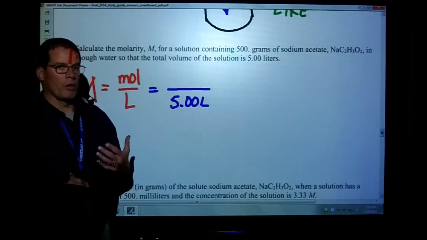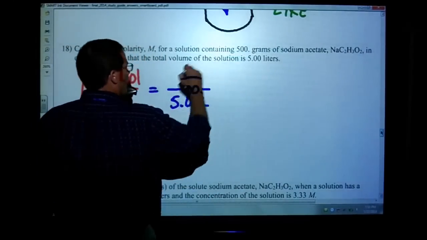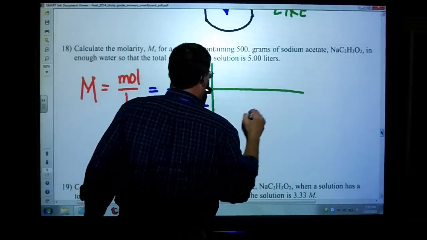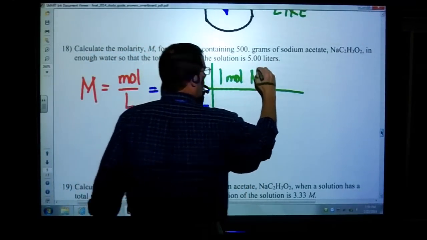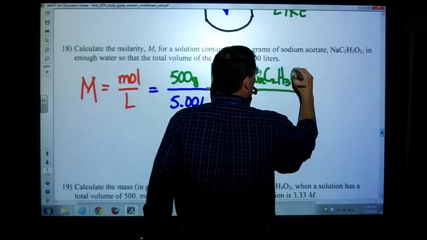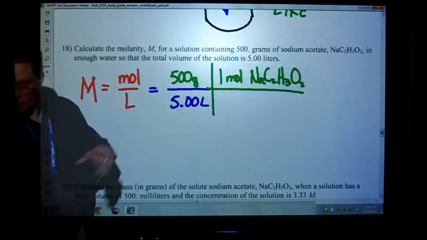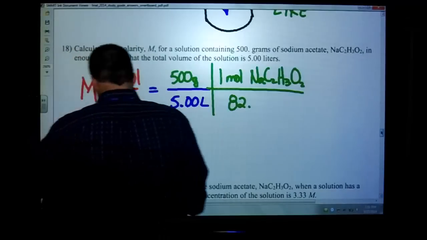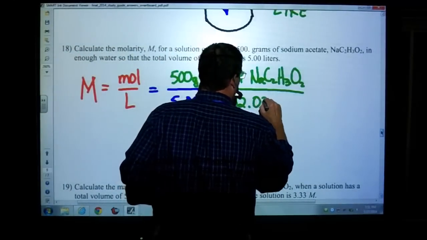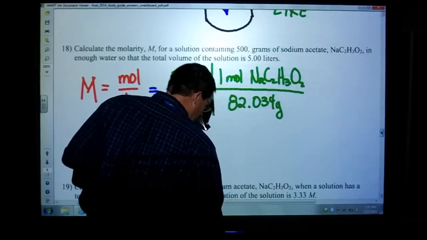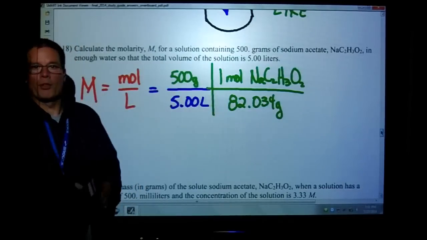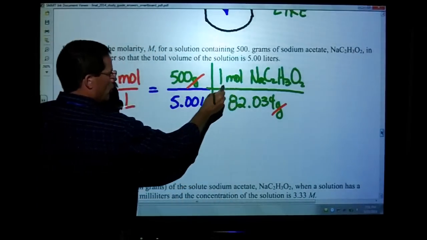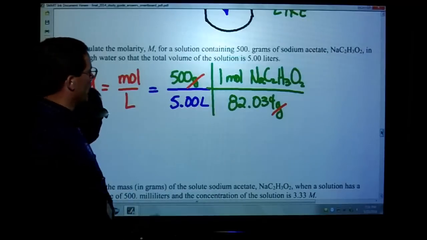We could do this all in one step if you'd like. We can take our 500 grams of our sodium acetate, and I want to change that into moles of sodium acetate, C2H3O2, and let's put the molar mass down there. Let me find that real quick, and that's 82.034. Now looking at this, these two things represent the same thing. Why? Because when the grams cancel out, what units remain? Moles divided by liters. So you can incorporate this all together if you need to.